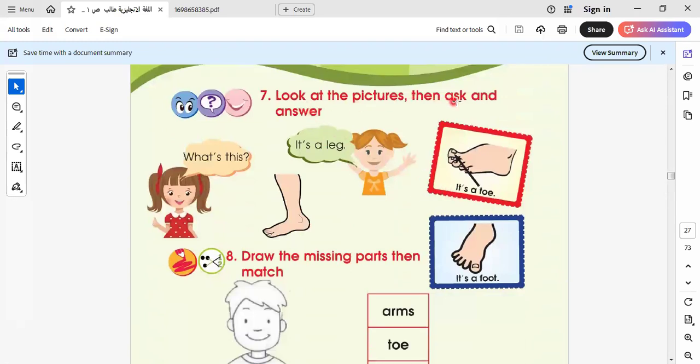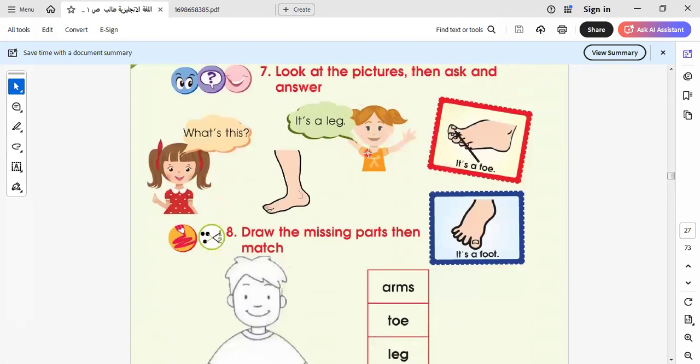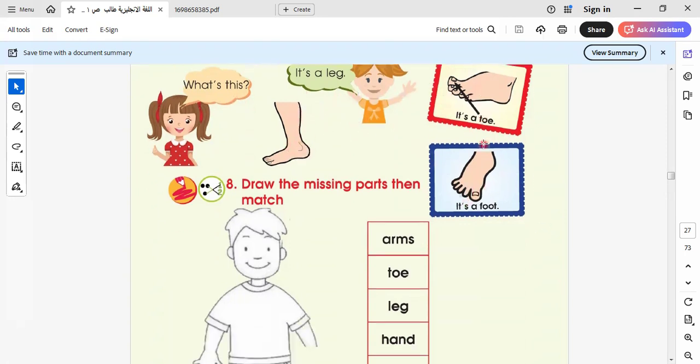Look at the picture, then ask the question. So here we have pictures and we have a question to ask about them. What is this? When we point to our hand, I say, this is my hand. When I point to my eye, I say, this is my eye. Or when we point to a leg, this is my leg. This is my foot. This is the toy.